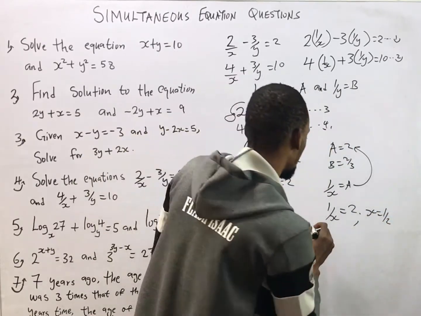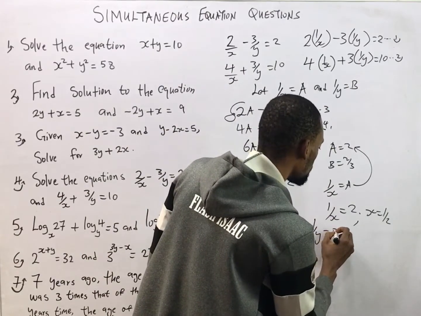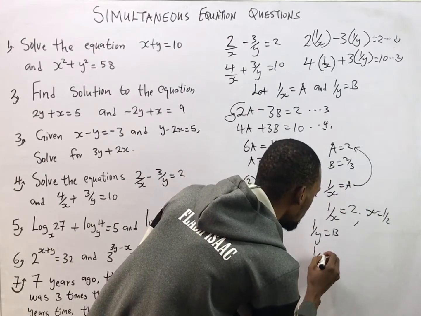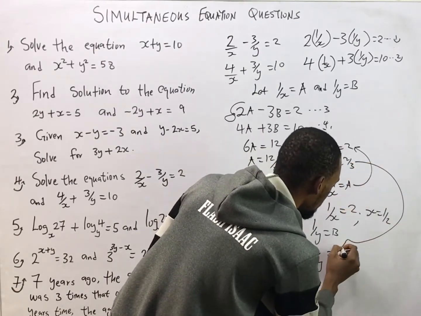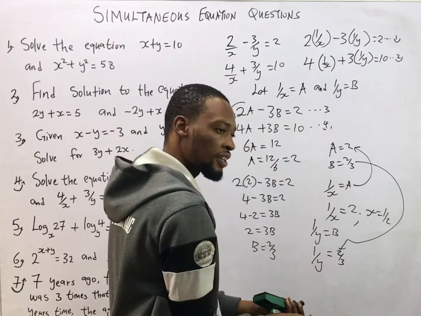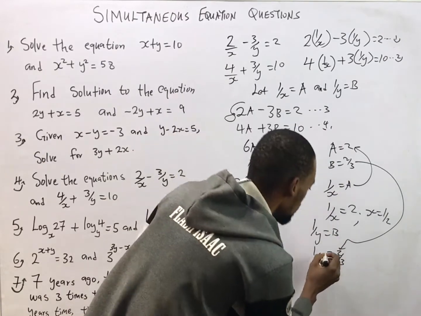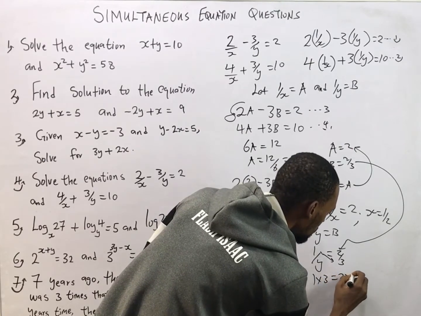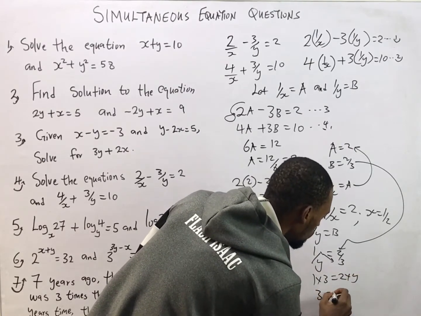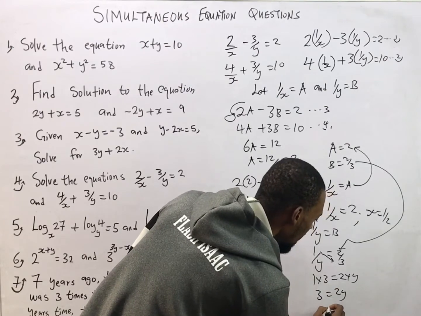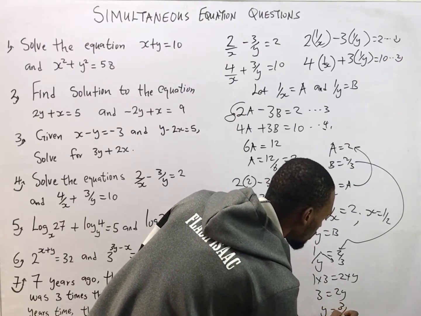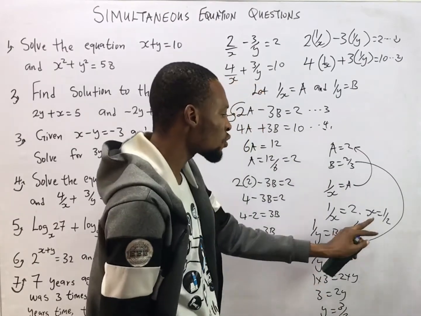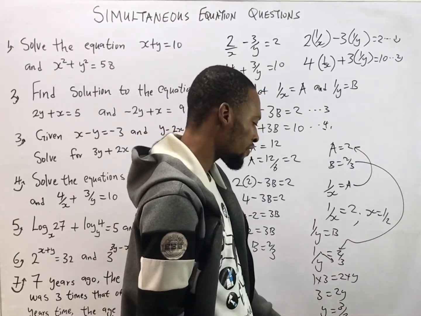Also here we established that 1 over y is equal to b. If 1 over y is equal to b, then 1 over y is equal to 2 over 3, because b is 2 over 3. Cross multiplying, 1 times 3 is equal to 2 times y. 3 is equal to 2y. Y, therefore, is 3 over 2. So the final answer is s equals 1 over 2 and y is equal to 3 over 2.